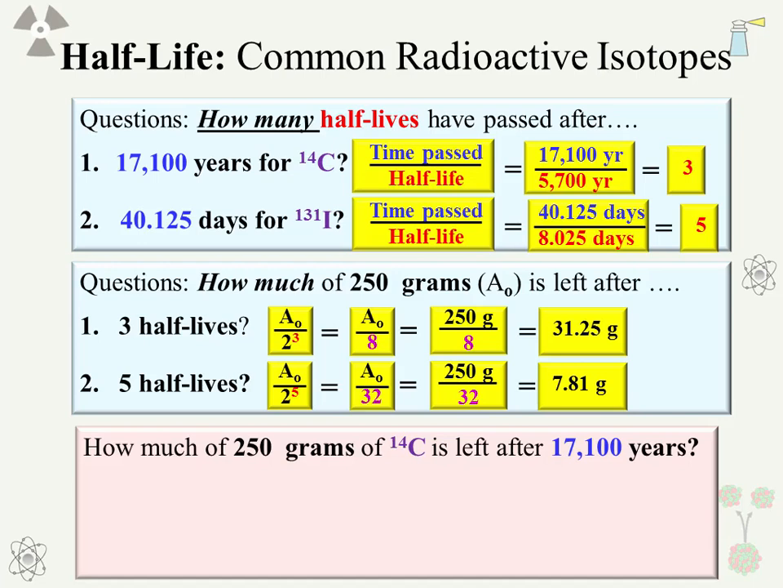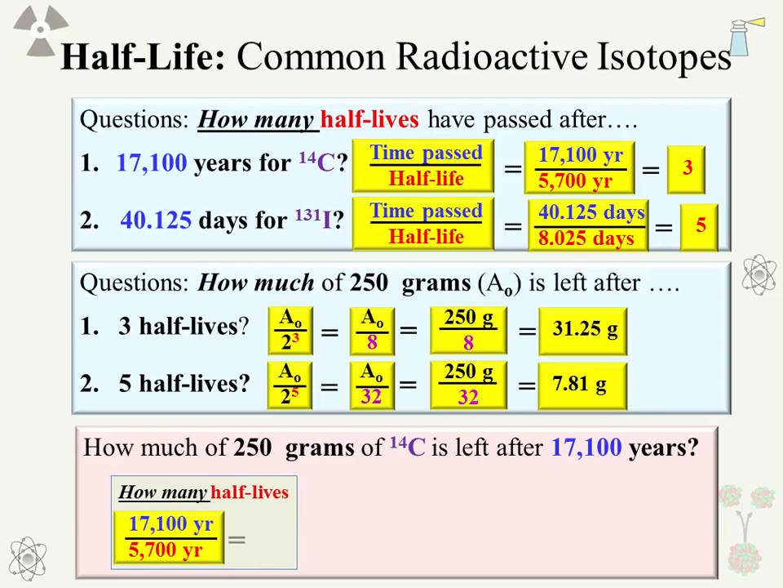Before using that starting amount of 250 grams, we need to know how many half-lives have passed. That is found by using the time passed over the half-life equation. 17,100 years over the 5,700 year half-life. As shown before, it is 3 half-lives.